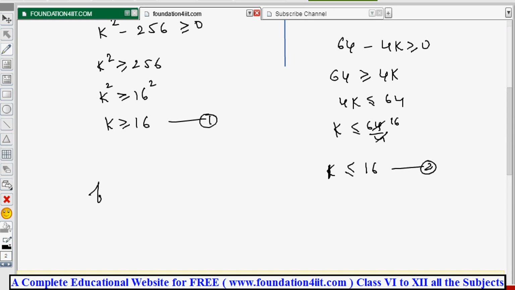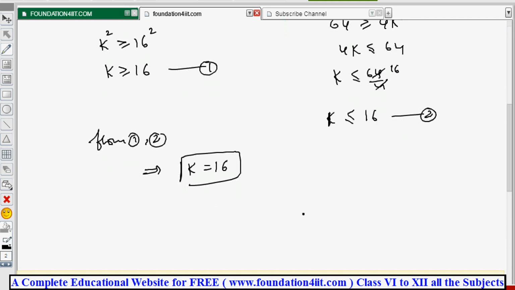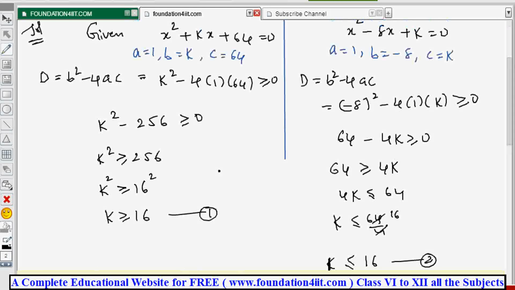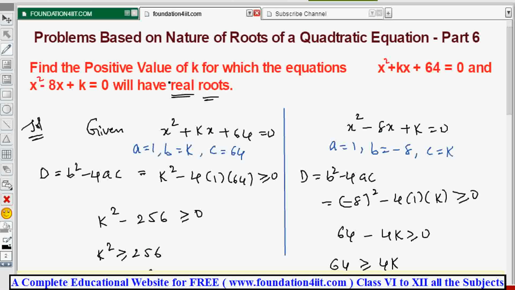So from 1 and 2, both conditions are satisfied when k is equal to 16. K is greater than or equal to 16 and k is less than or equal to 16, so comparing both, the common value is 16, which is positive. Hence both of the given equations will have real roots only when k is equal to 16. Just observe the conditions according to the problem: whenever the roots are real, equal, or distinct.